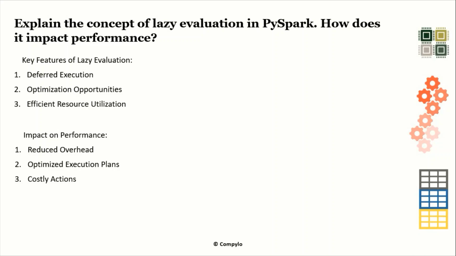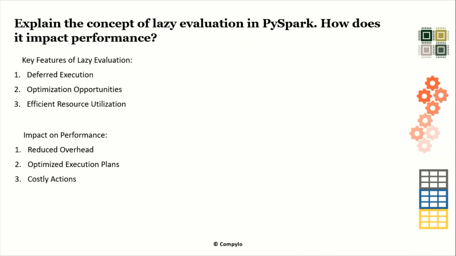Now, the key features of lazy evaluation are deferred execution, optimization opportunities, and efficient resource utilization. Let's discuss first about deferred execution. Transformations are only executed when an action like collect, count, or saveAsTextFile is called. This means that you can chain multiple transformations without triggering computation until the final action is requested.